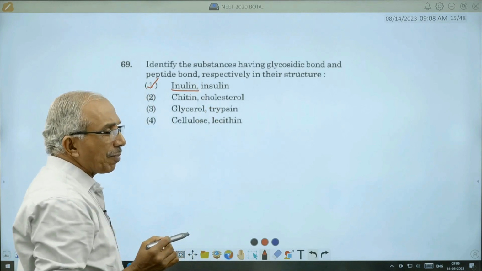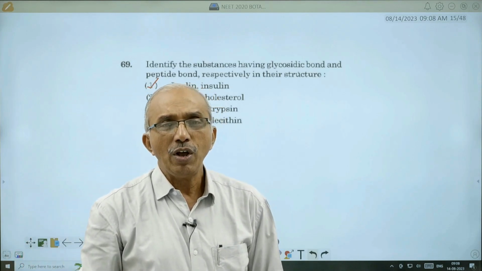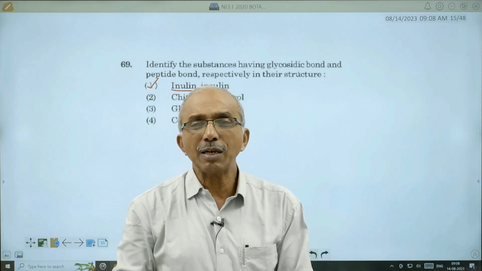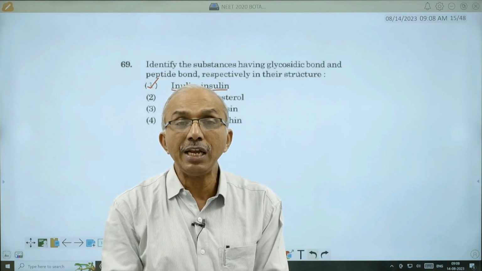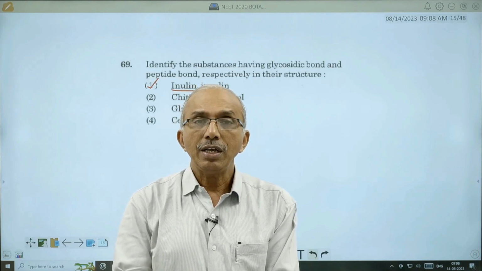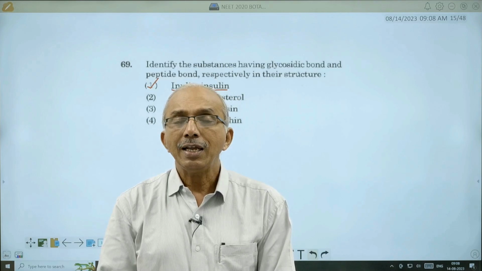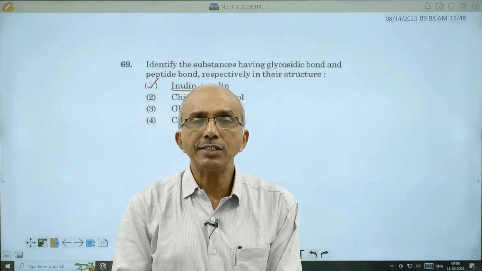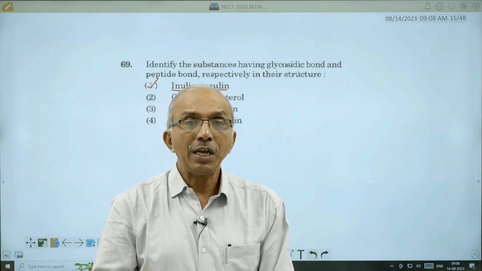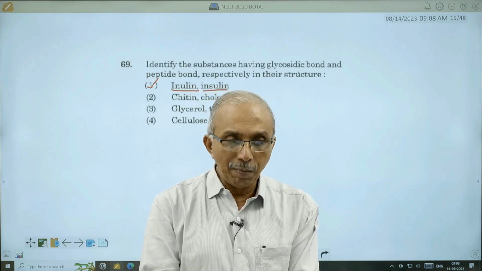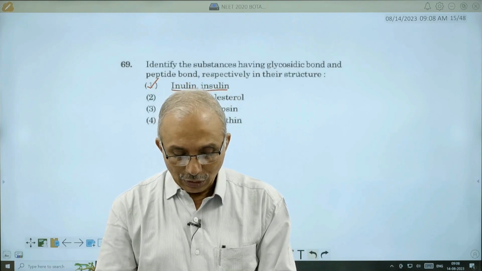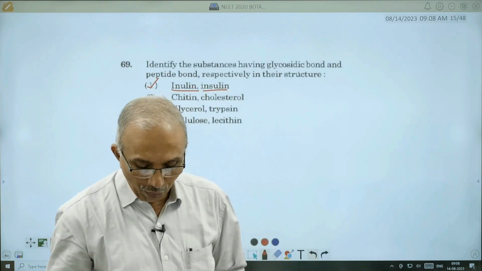Inulin is a polysaccharide made up of fructose, and insulin is a protein. It is a proteinaceous hormone. So glycosidic bond is found, that is carbon-carbon bonding. It is found in polysaccharides. Peptide bonds are found in proteins between carboxyl group and amino groups of the adjacent amino acid. So the answer is option 1.